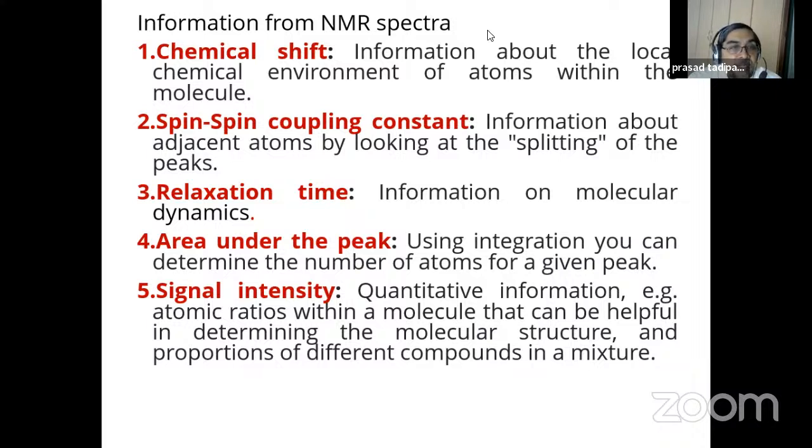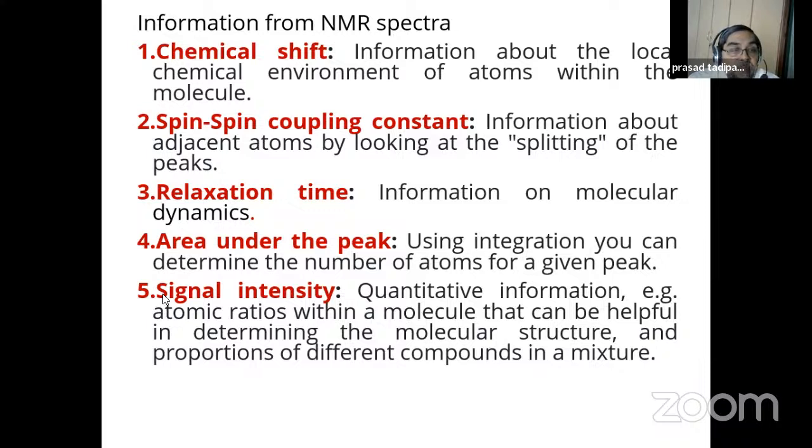And molecular dynamics also, you can get the information using relaxation time. And also, by integrating, you can get the number of atoms in a peak. So for a peak, if you have CH3, CH2, how many hydrogen atoms are present? Similarly, any other atoms present, you can calculate by calculating the area under the peak.